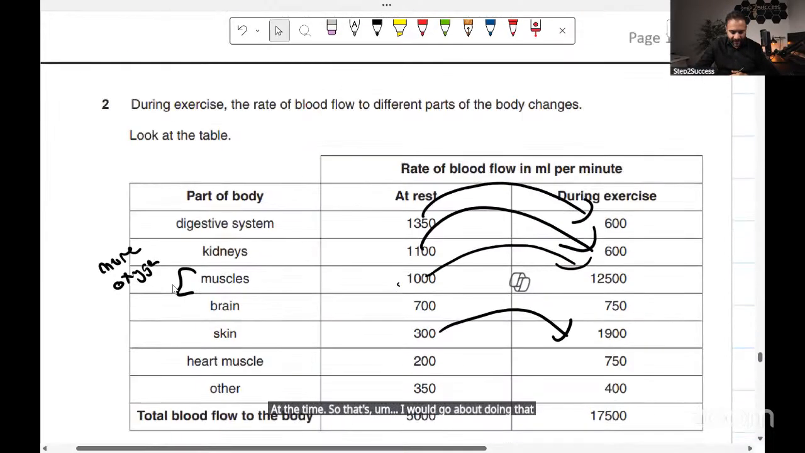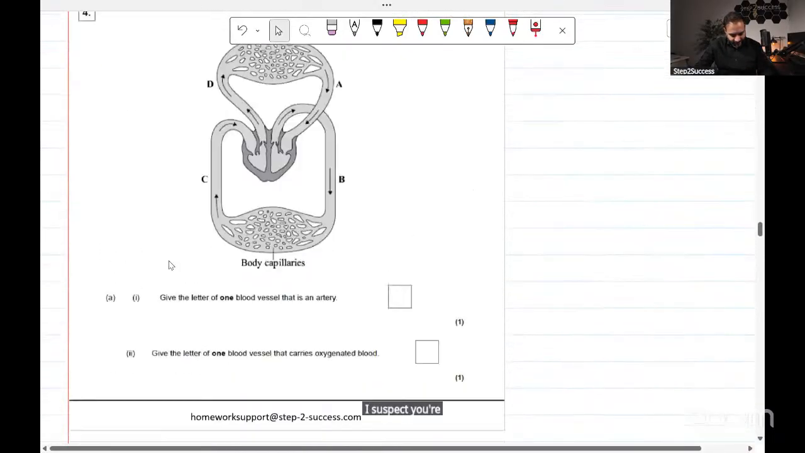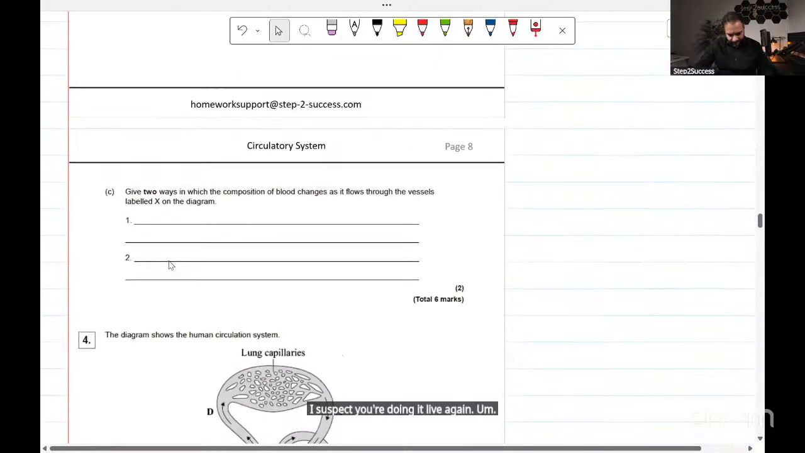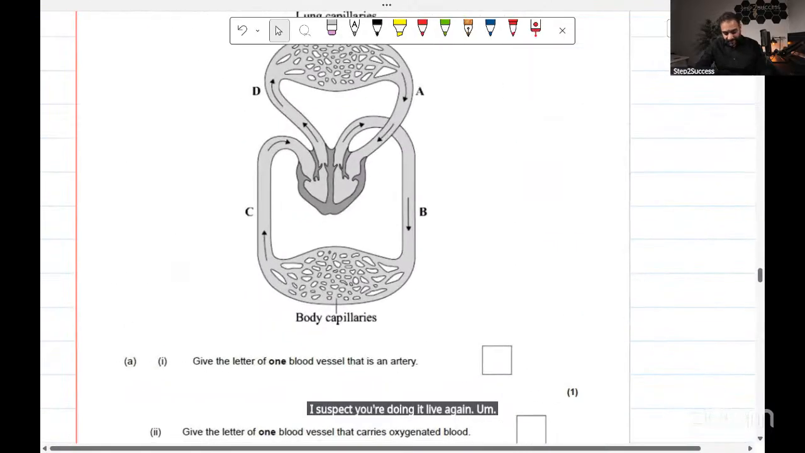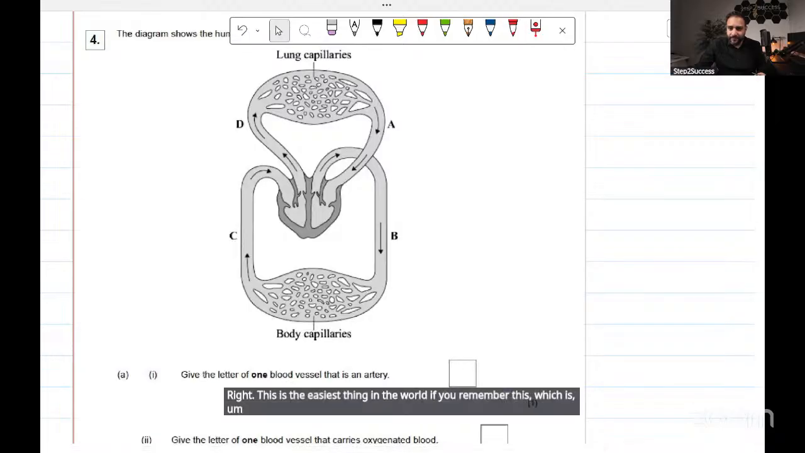Someone said 4A, year 10. I expect you're doing it live again. Come on. Right. This is the easiest thing in the world if you remember this, which is that why your kidneys sometimes hurt when doing a lot of exercise? Do your kidneys hurt? How do you know your kidneys are hurting when you're doing a lot of exercise?